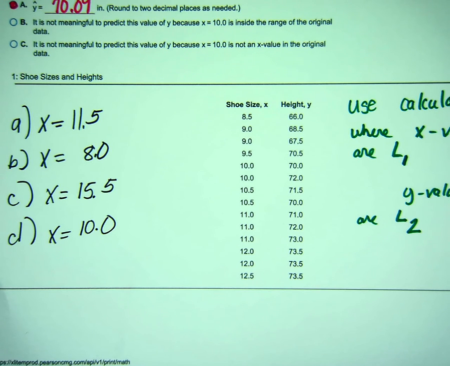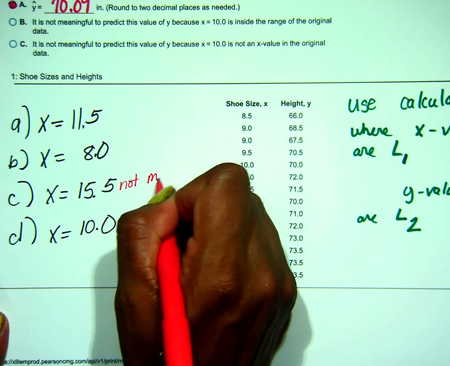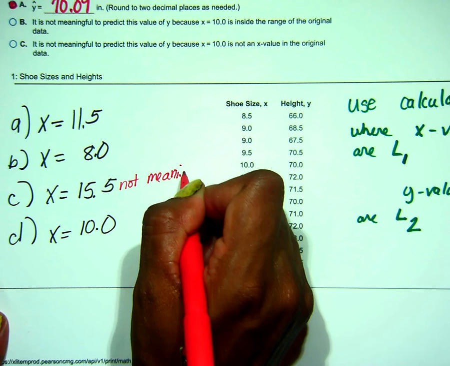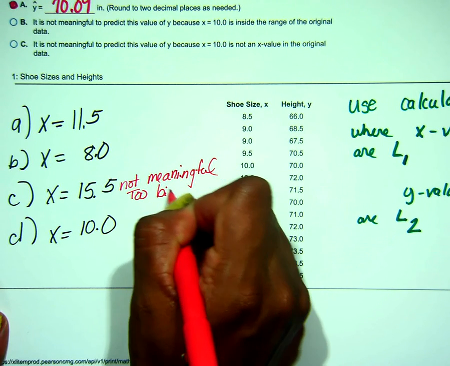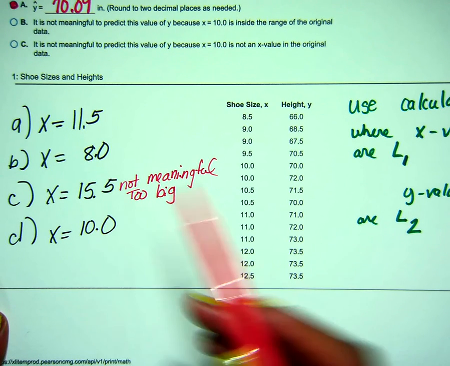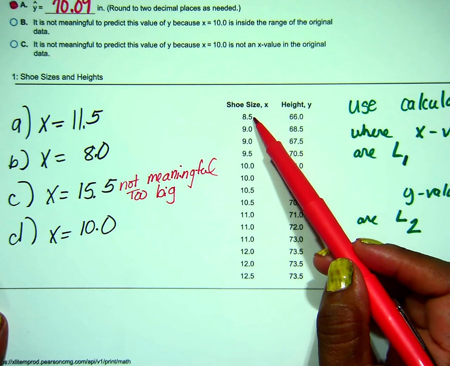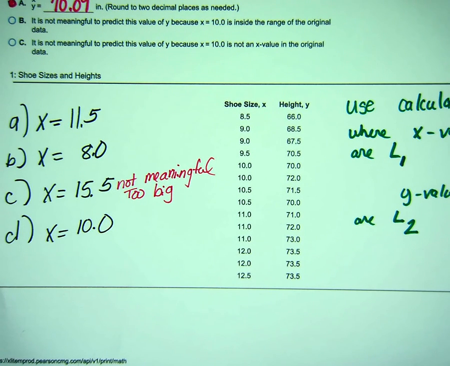So if you pay close attention, your smallest value for your x's is 8.5. Your largest value for your x values is 12.5. So using deductive reasoning, we're going to say this one is not meaningful. Even though if you actually do substitute it into the equation that I'm going to show you shortly how to get, it's not meaningful because it's too big. Again, your largest one is 12.5. This is 15.5. The same thing goes if something was 7.2. That would be too small, where your smallest value is 8.5. So be careful when they're not meaningful.